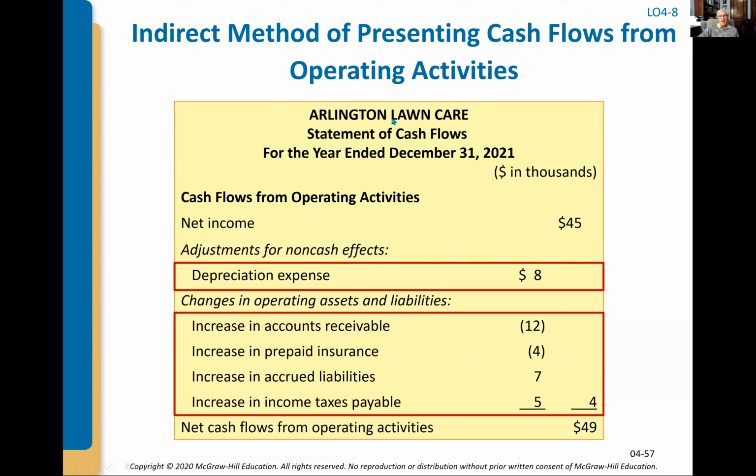And so you see this example of Arlington Lawn Care. They started with 45,000 in net income. They added back depreciation expense. Why? That was an expense that reduced net income, but it didn't require any cash. So we add that back. The non-cash expense gets added back. And then we have all the changes in our working capital. And then here in this case, net cash flows from operating activities were 49,000. They were positive and they were even higher than net income. That's another little bit of information that tells me maybe they're doing a good job on their accounting, because their net income and their cash flow from operations are close to being the same.